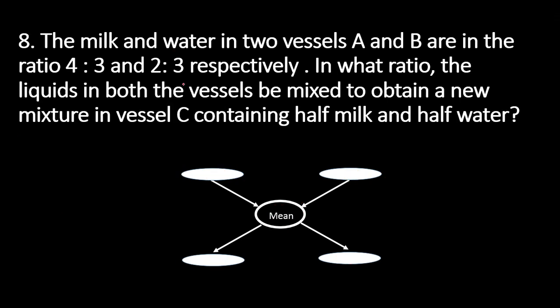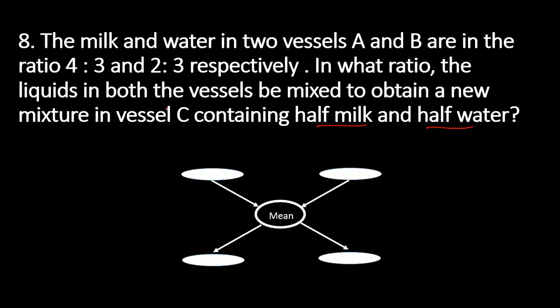See here. The milk and water in 2 vessels A and B are in the ratio 4:3 and 2:5 respectively. In what ratio should the liquids in both the vessels be mixed to obtain a new mixture in vessel C containing half milk and half water? So what is required? Half milk and half water.